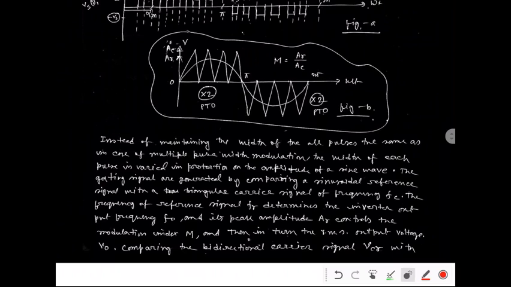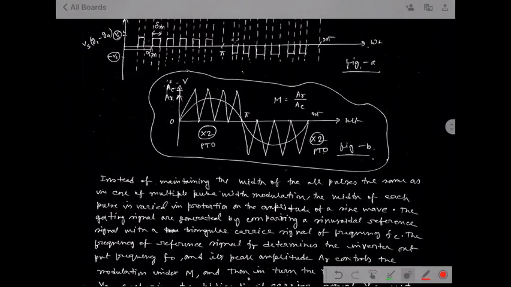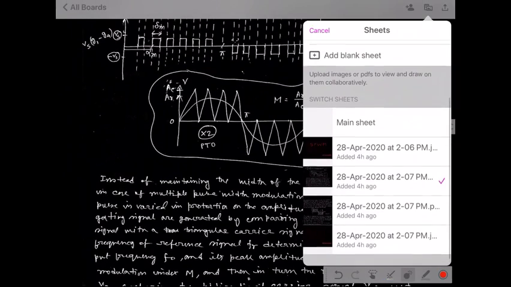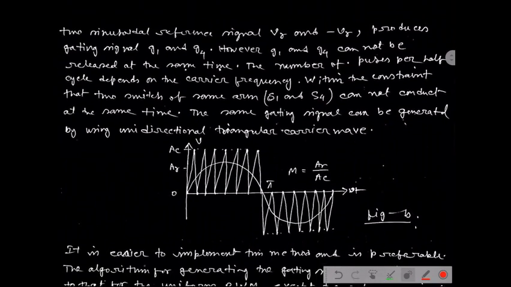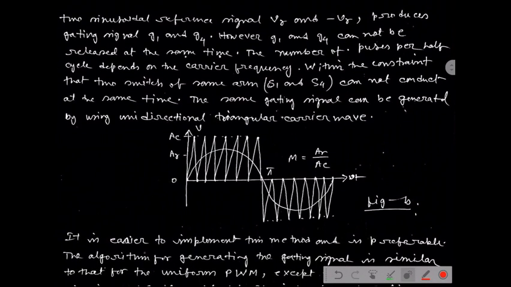and in turn the RMS output voltage V0, comparing the bidirectional carrier signal Vcr with the reference. See, that means we can say two sinusoidal reference signals Vr and minus Vr produce the gating pulses, that is G1 and G4. However, G1 and G4 can be generated at the same time.